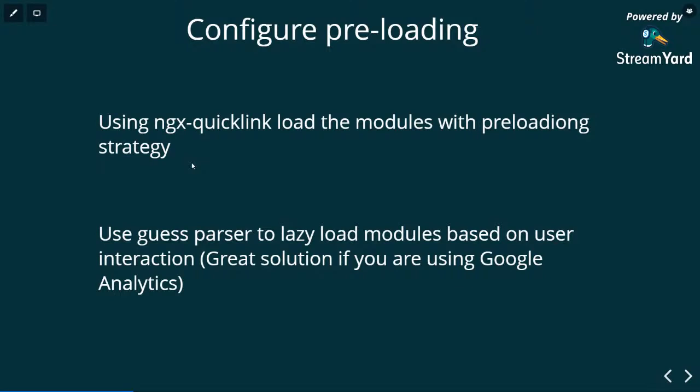The first one is NGX Quick Link. For example, if I have some links available to download my lazy loaded modules, generally we go ahead and click on that particular link, and then our modules are downloaded. But if I am using NGX Quick Link as a preloading strategy, it will first check if the user is idle and has sufficient bandwidth, I mean the user's machine has sufficient bandwidth to download the modules. So it won't be on demand. It's a preloading strategy.